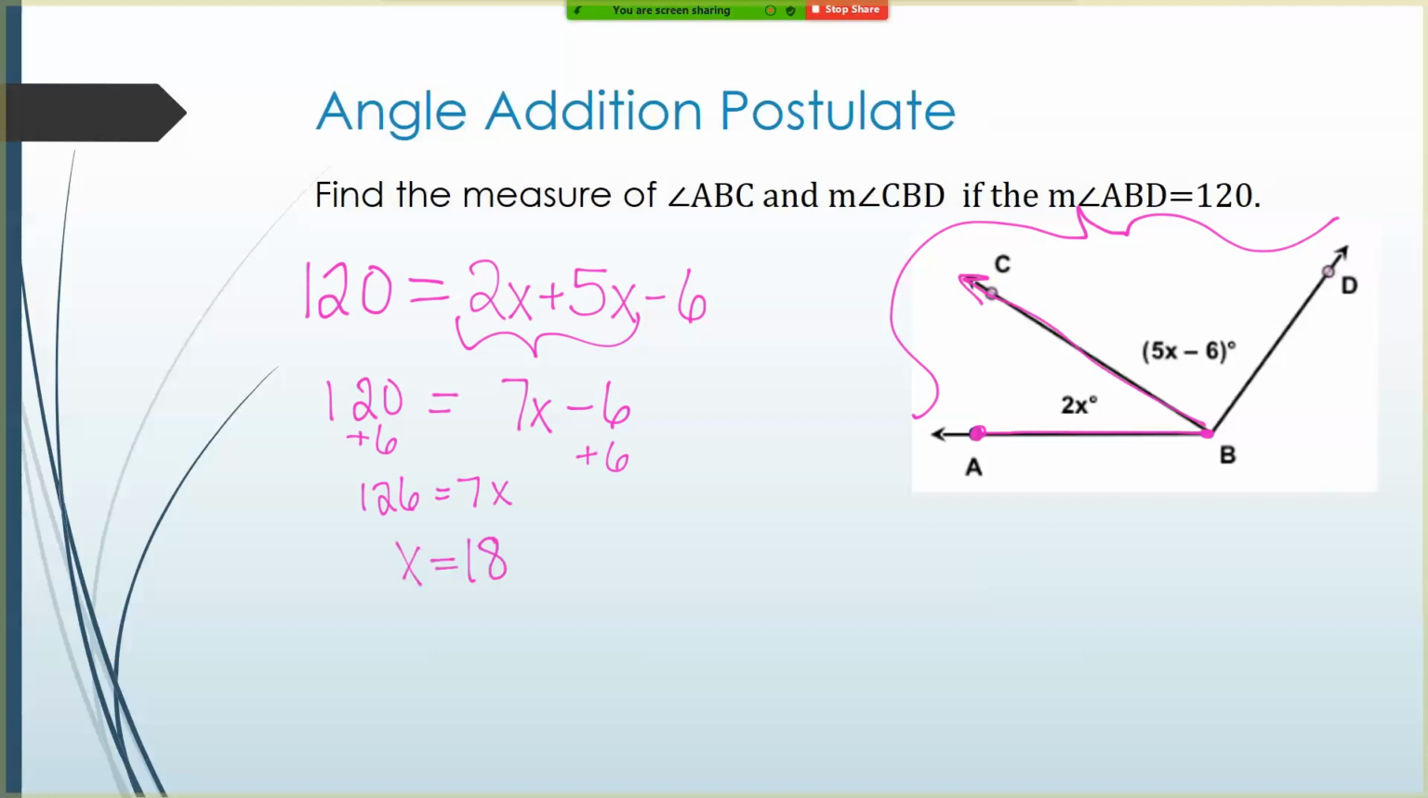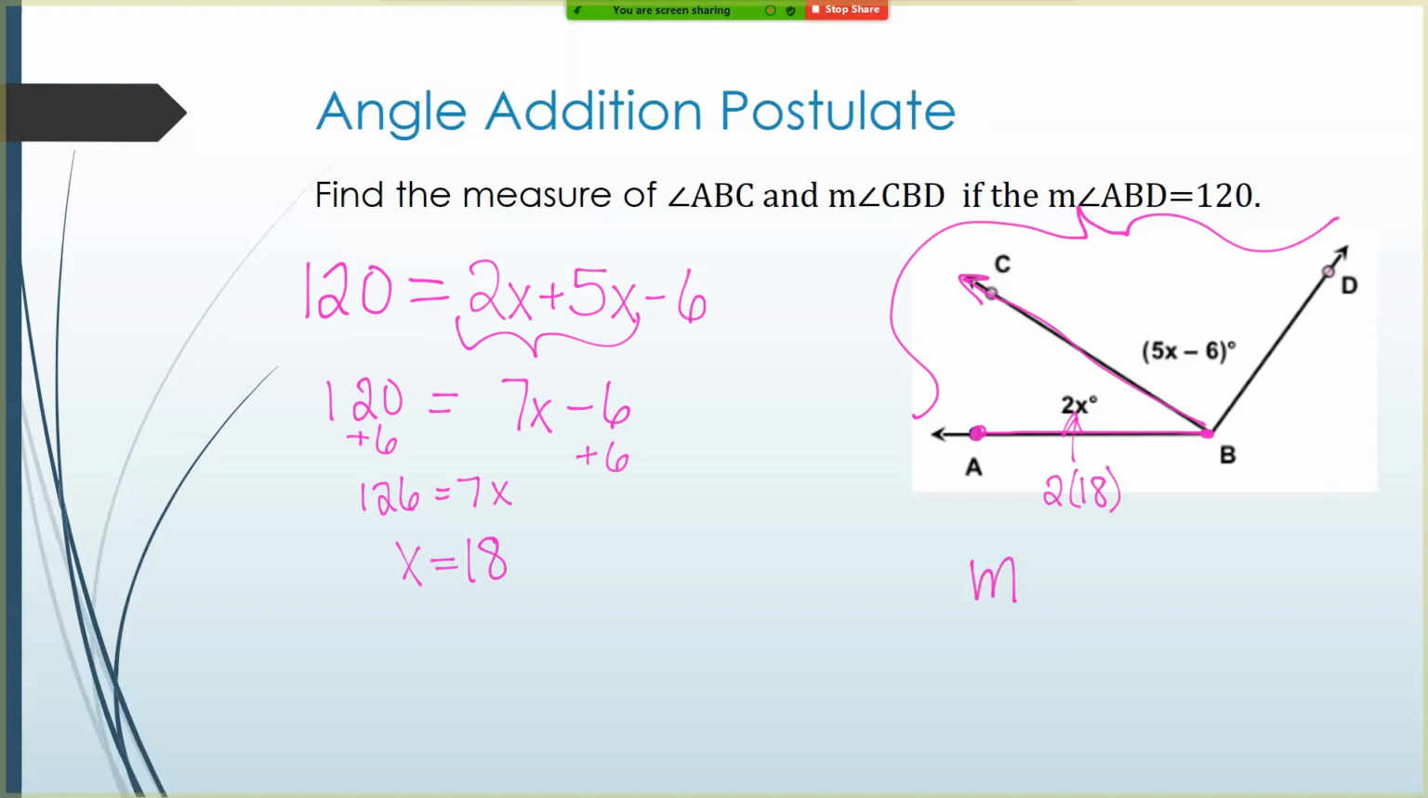X equals 18. Unfortunately, my instructions did not ask me to find x. I need to find x to get what I want, but the first thing it asked me to find was the measure of angle ABC. Well, here's angle ABC in pink, 2x. We found x. How am I going to find the measure of this angle? Well, I'm going to take 2 times 18.